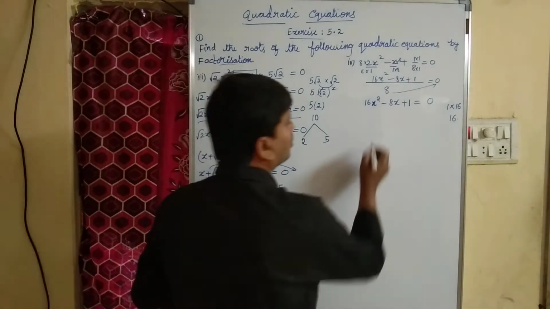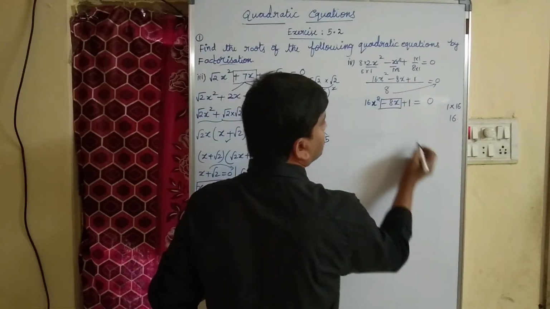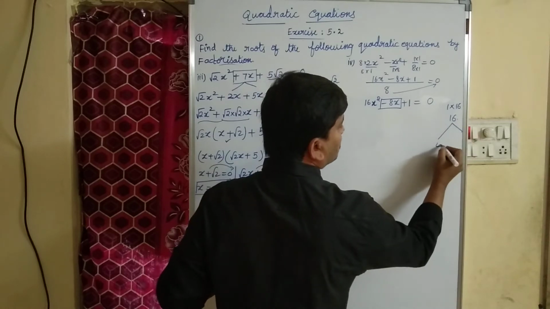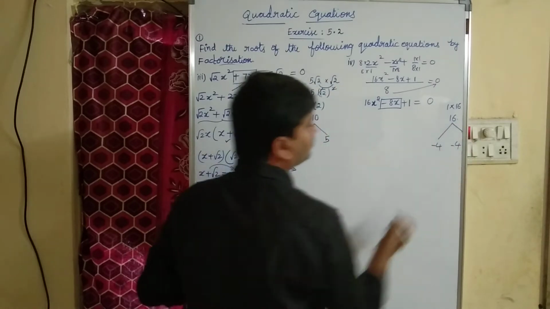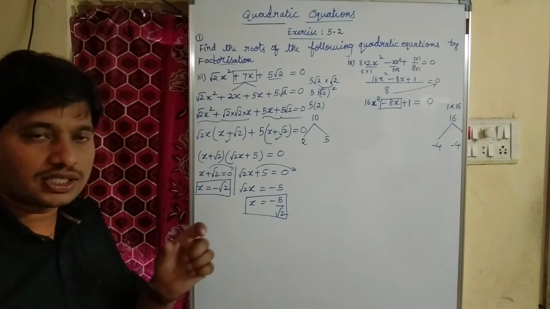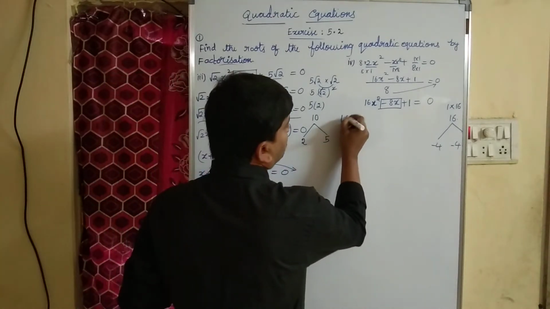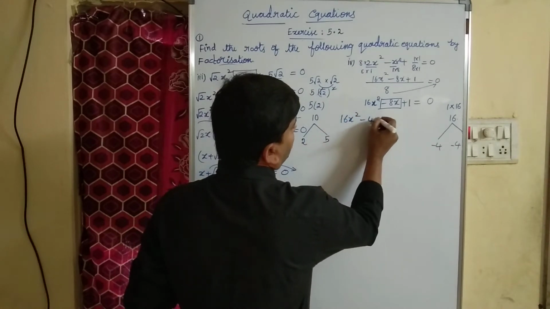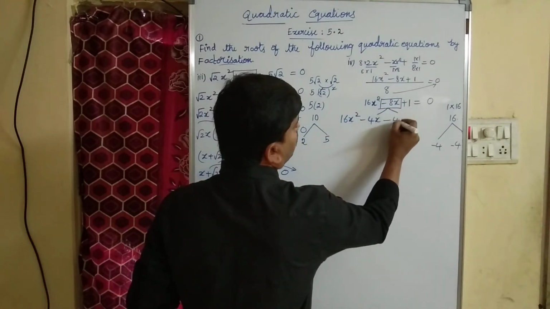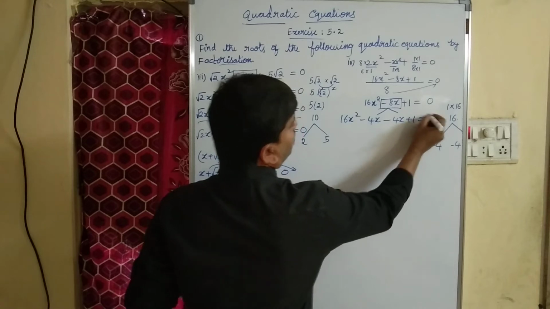Okay. Now consider the middle term, as the middle term is minus 8x. So possible factors of 16 are 4 and 4, which is minus 4 and minus 4. Now I can write 16x square minus 4x minus 4x plus 1 equal to 0.